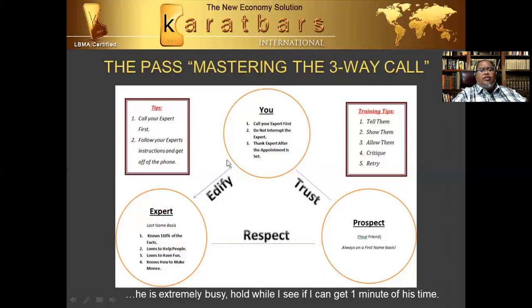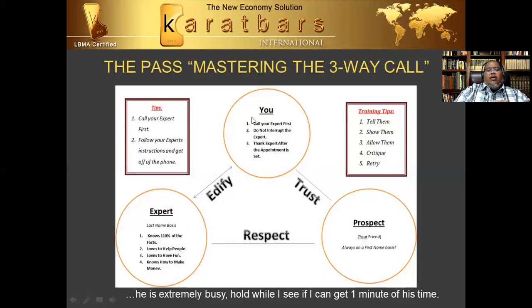So you do that edification, and what that does now is it creates respect. Your prospect now respects your expert. He trusts you, and he respects your expert. So now your expert can do what he or she does, answer the questions, and move them to the next exposure.